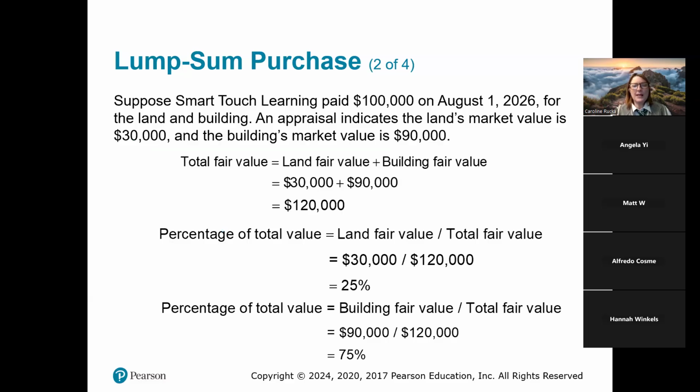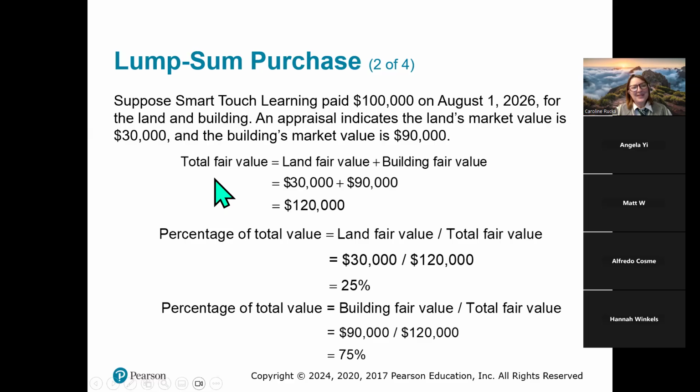So Smart Touch Learning pays $100,000 for land and a building. An appraisal of these two items indicates that the land's market value is $30,000 and the building's market value is $90,000. So we look at this ratio, and we see that the building is worth 3 times as much as the land. That means when we're distributing this $100,000, it's going to be at a 3-to-1 ratio. Does that make sense, or am I making it more mathy and confusing than it needs to be?